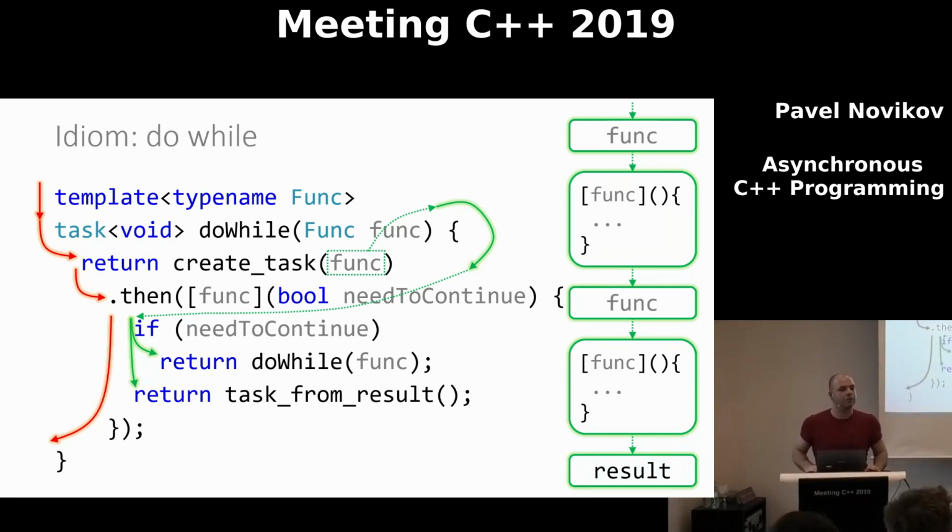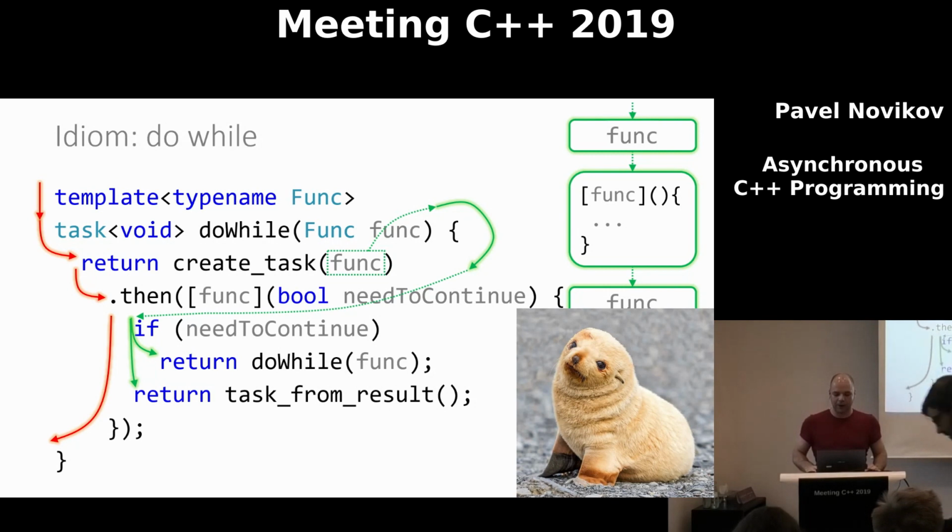So the moment when we exit the loop depends on the need to continue parameter, right. It depends on what the function that we pass to the do while returns. So it returns something convertible to bool. We look at what the previous execution returned, and if it says that we need to continue our loop, we again schedule the next execution by calling do while, and it repeats. Okay, thank you. Makes sense? Okay, here's our C puppy again.